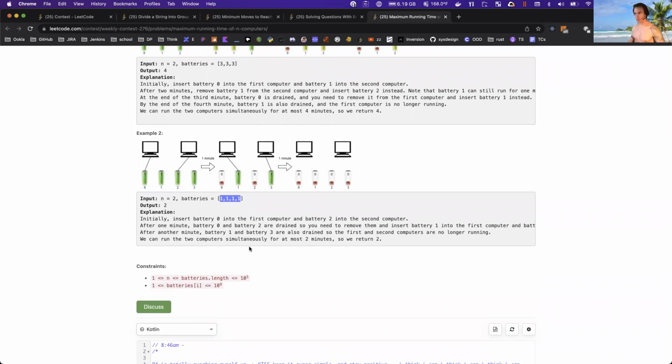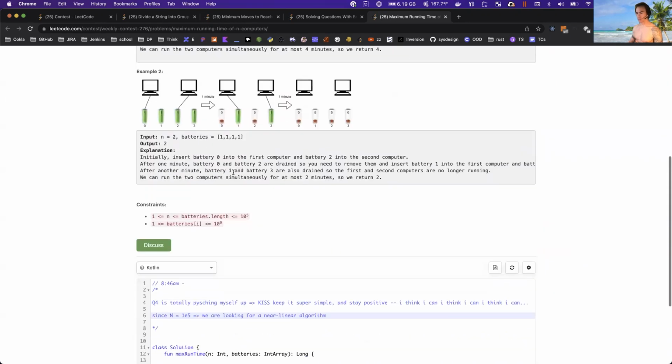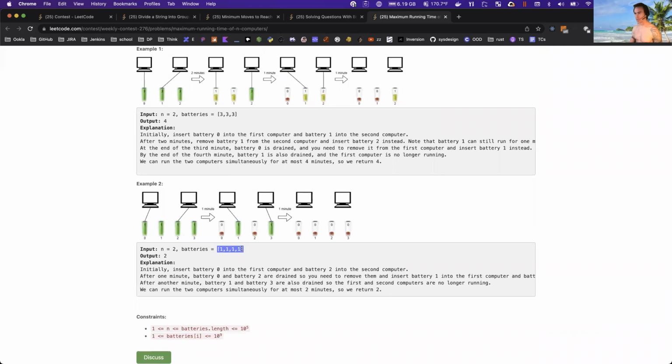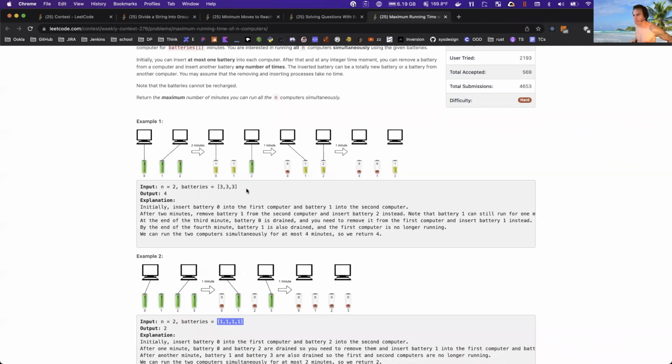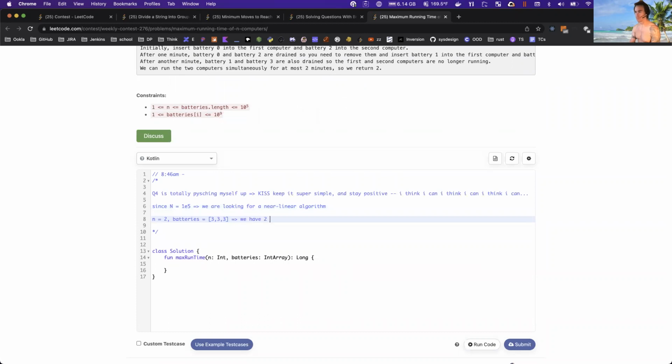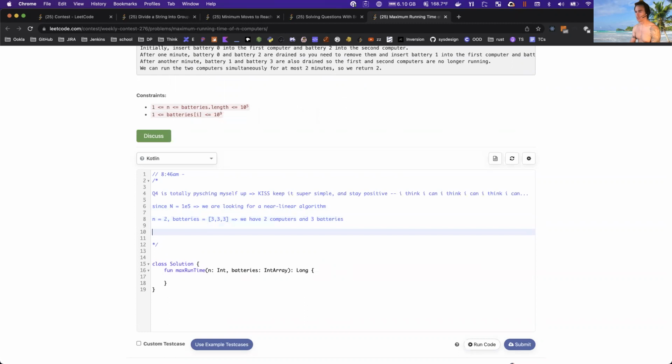So every minute we have to keep track of the cost, and then we need the maximum number of minutes. Okay, so what is the bottleneck? The bottleneck is the minimum battery, right? So we can add these onto each other. But there's only one battery, can we? Hold on, I think we can do some pre-processing, right? We have 2 computers and 3 batteries. Then we can combine the batteries.